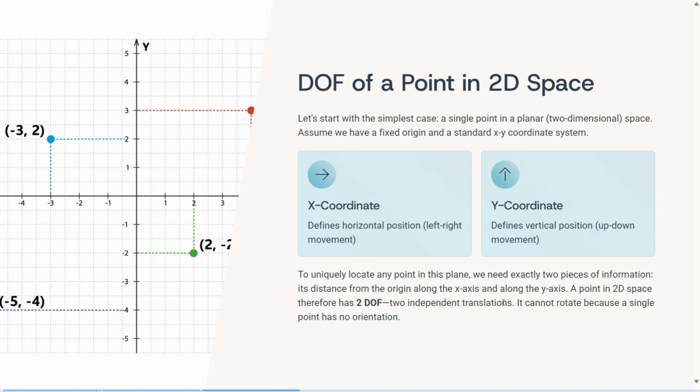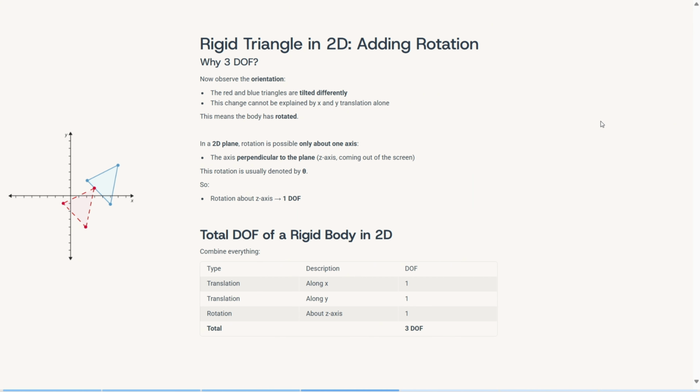Two independent translations. Translation means moving. Okay? And it can't rotate, because a single point has no orientation, right? So it can't rotate. So this is clear. And here the next thing is the rigid triangle in 2D, which is adding rotation.